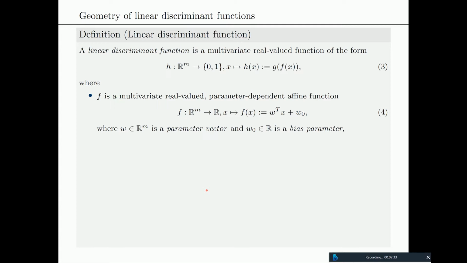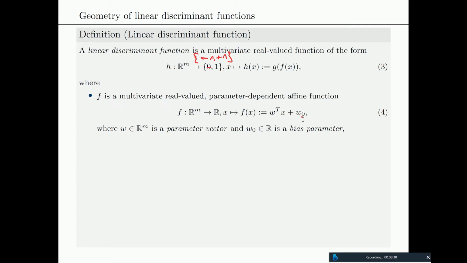That's a multivariate real-valued function of the form h, and there I already made a mistake here. That's of course a minus one to plus one. That maps each exemplar to a class label. And this mapping is done in two steps. The first thing is that there is a multivariate real-valued parameter-dependent affine function. So that's the function f, which takes a feature vector and maps it onto a real value. And it does so by multiplying the feature vector, this m-dimensional thing, with an m-dimensional parameter vector w and adds to it a bias parameter w0.